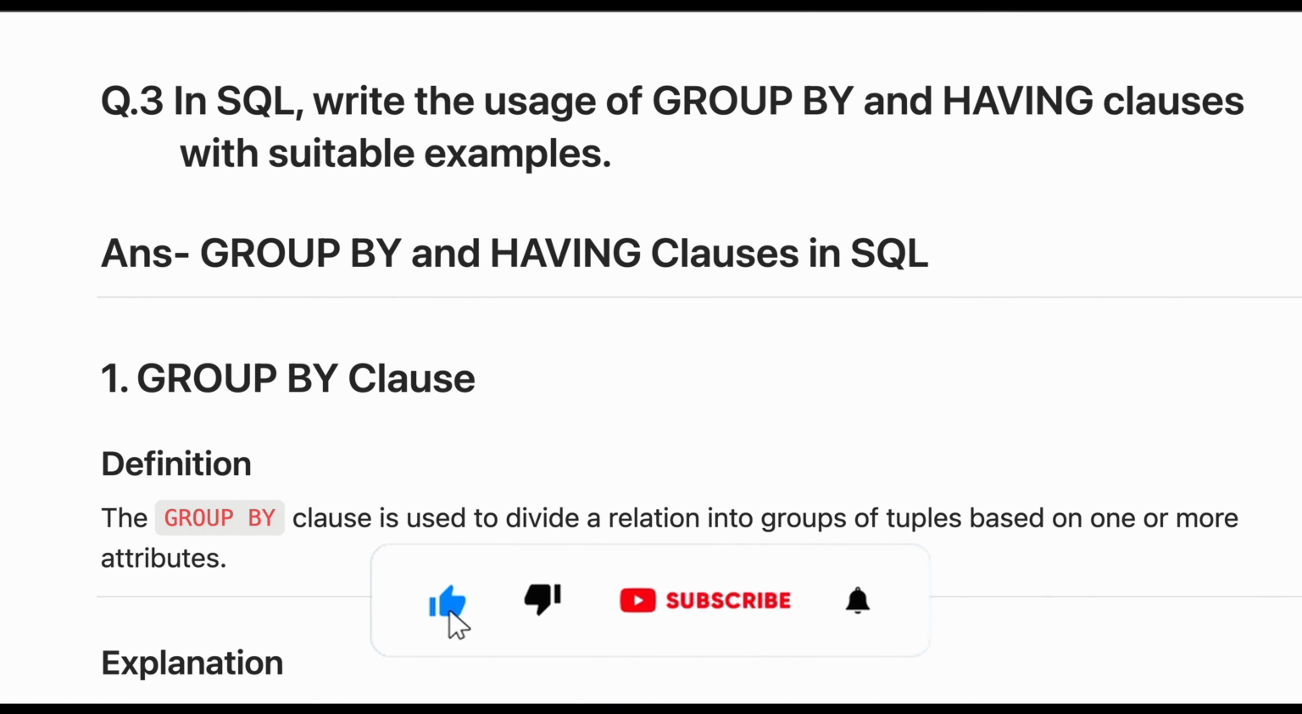In this video, we will understand the group by and having clause in SQL with example. This is an important question from an exam point of view. So let's start with the group by clause. Group by is used to divide a table into groups based on one or more attributes. It groups rows that have the same value in selected columns. It is mainly used with the aggregate functions like count, sum, average, max and min.